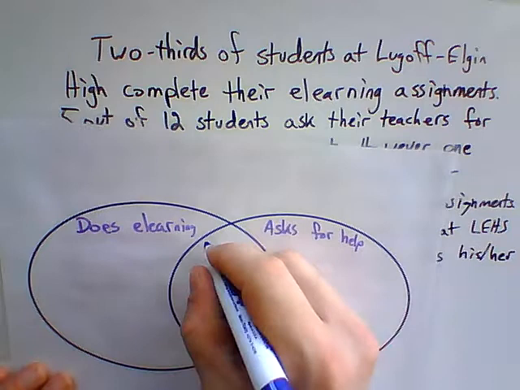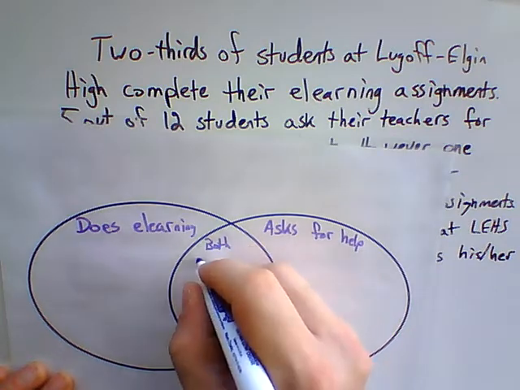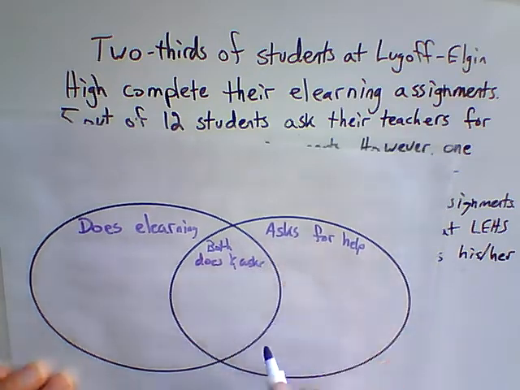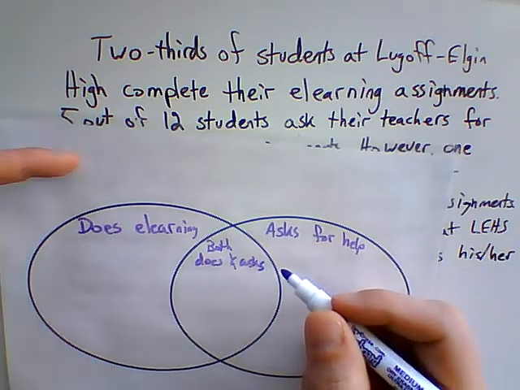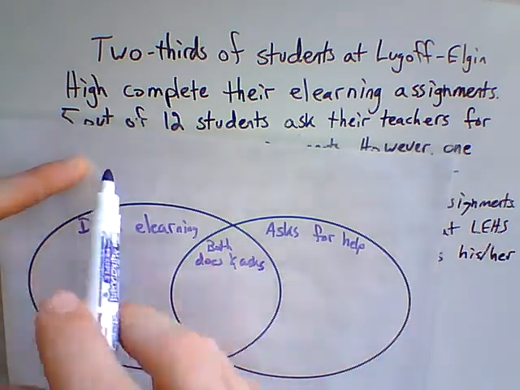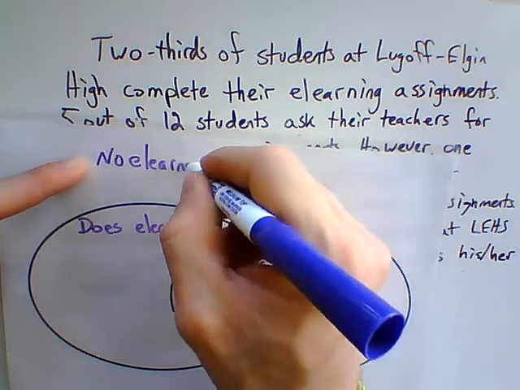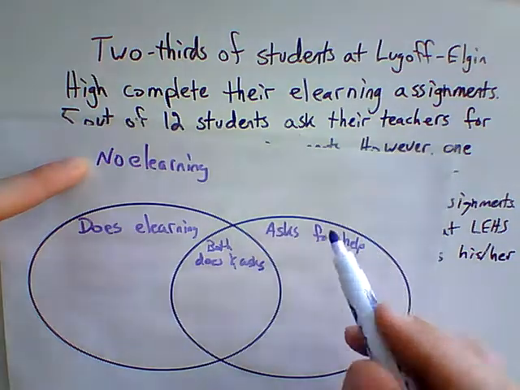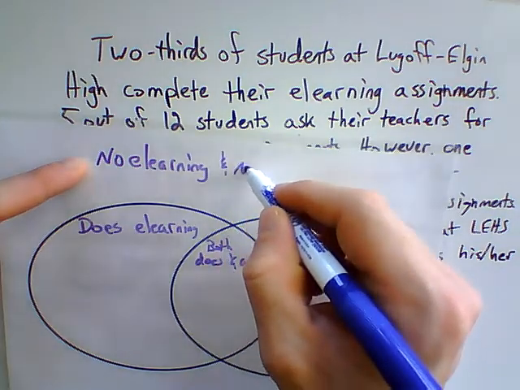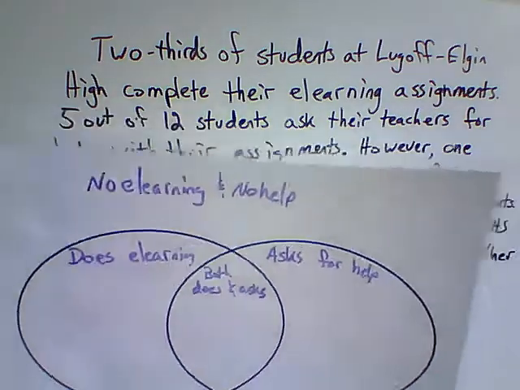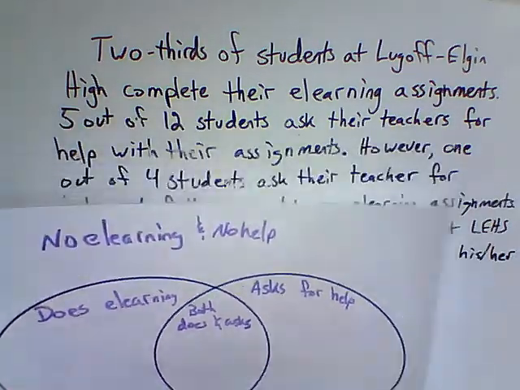This right here would be both does and asks, right? And then who would be not in this group? Well, they'd have to not do the e-learning, and they have to not ask for help. Right? And now that's the 4 categories that we could have.